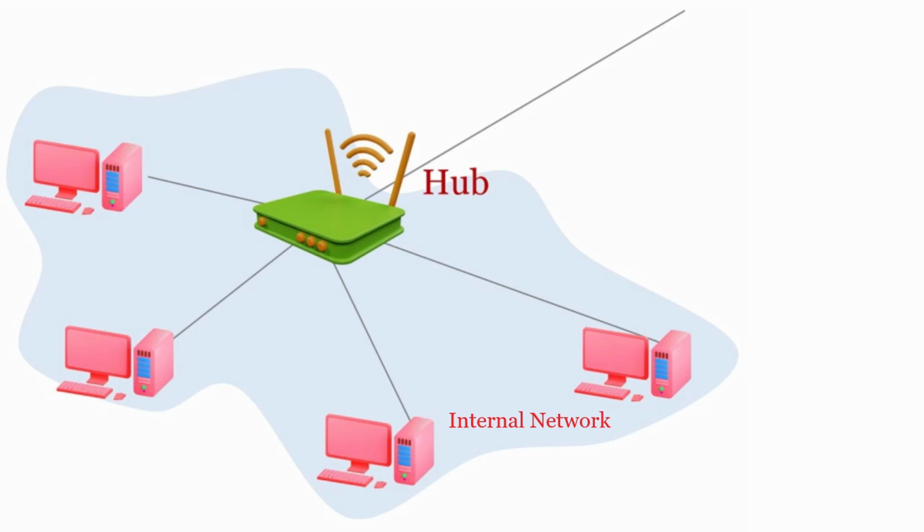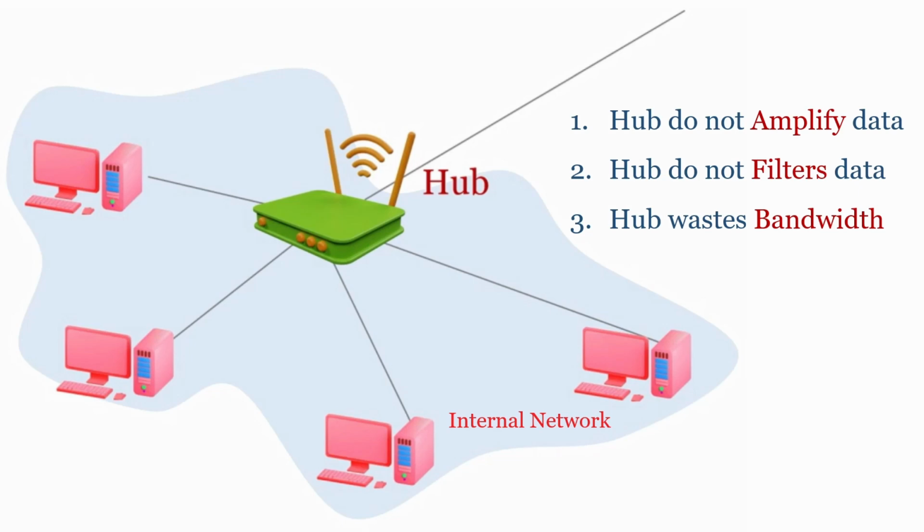Hub is not considered a smart device, as it does not filter any data, nor does it amplify the incoming signals. It is not even able to decide exactly which port the arrived data must be sent to. Whenever the data arrives on any of its ports, the hub simply broadcasts data to all the connected devices even when it is not required, and this results in wastage of bandwidth.